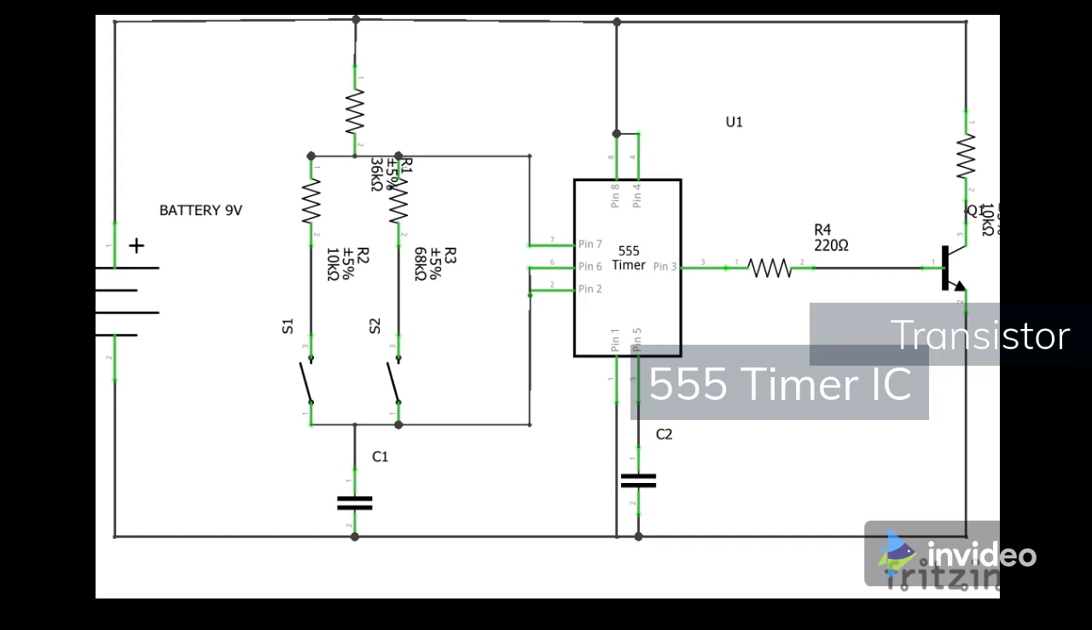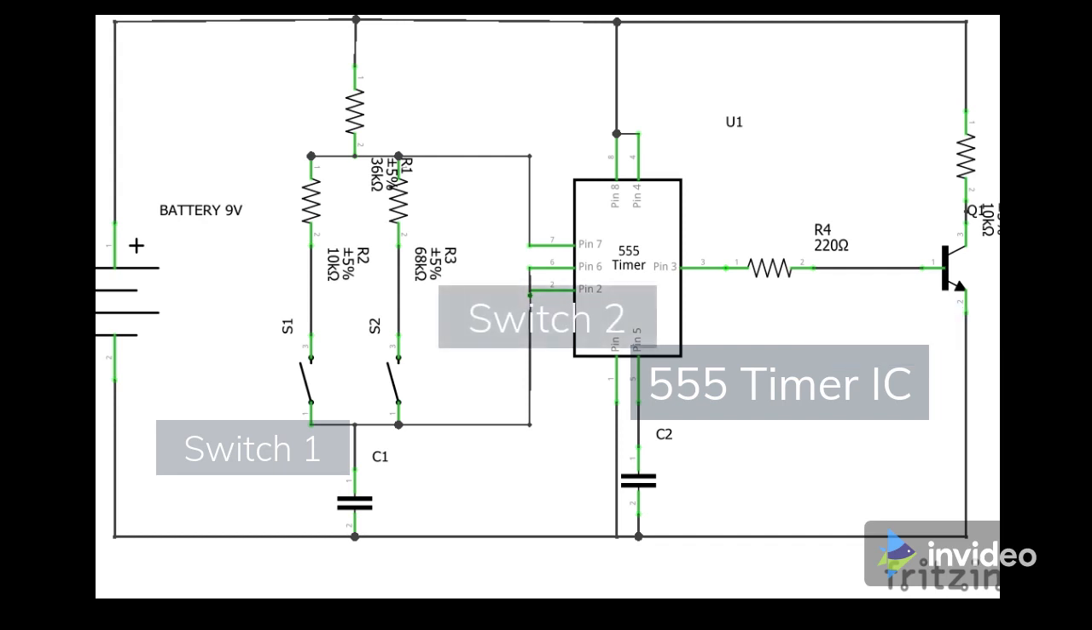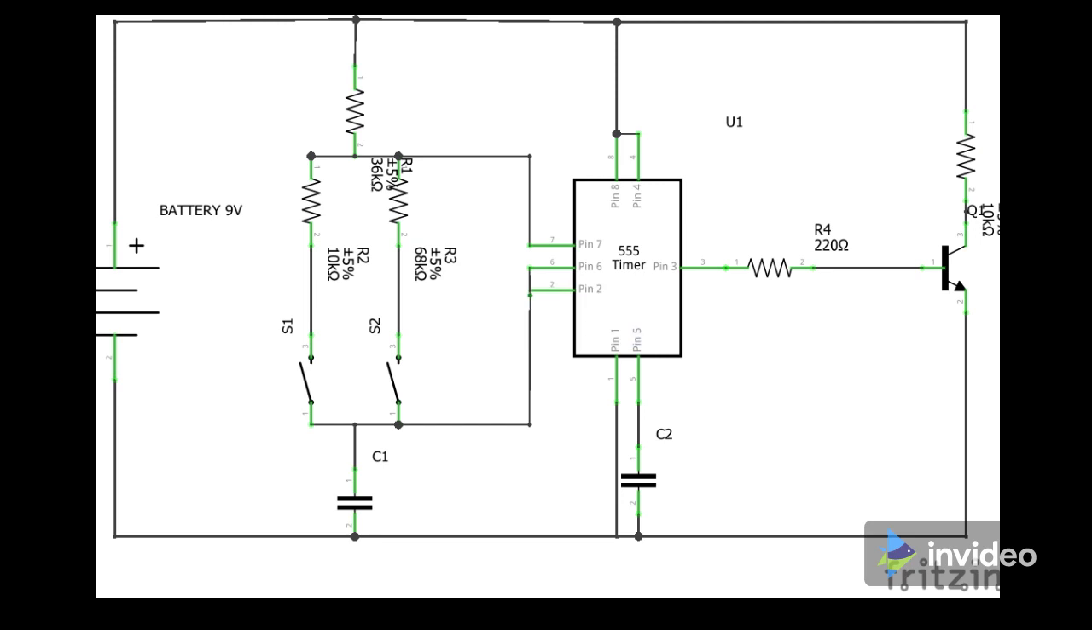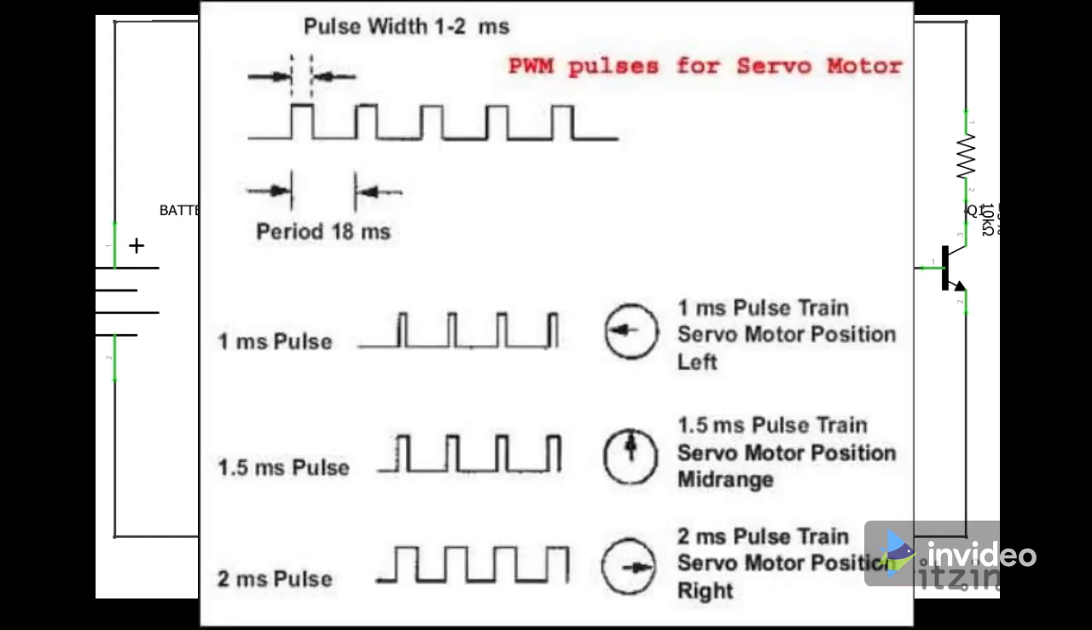The value of the threshold depends on the resistors, capacitors. For example, if we press switch 1, the value would depend on R1, R2, and C1. When we press switch 2, the value would depend on R1, R3, and C1. Let's understand it more easily. The timer, which is working as an astable multivibrator, generates 2 or 3 kinds of pulses.